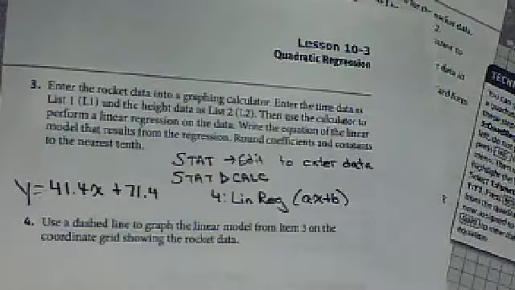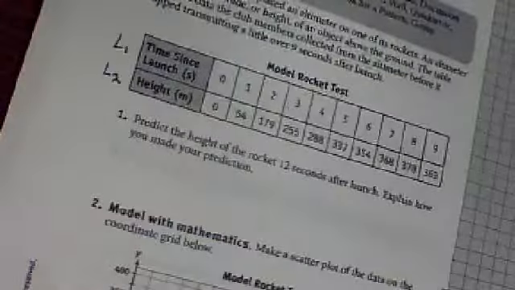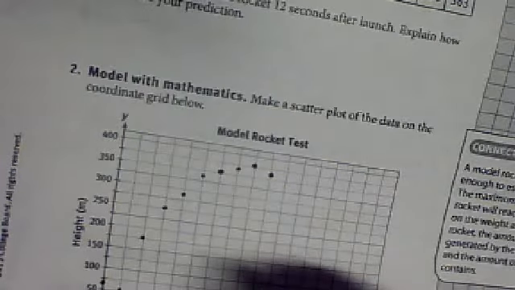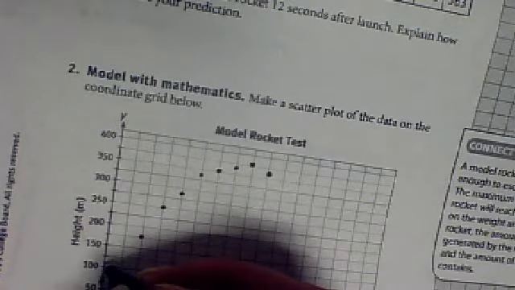Now, use a dashed line to graph that model on our coordinate grid. So what's my y-intercept? About 71. It should be about, give or take, about here. And it's about 40 for our slope. So 70, if I go up 40, it'd be about 110 and go over 1. Be about 150, go over 1.